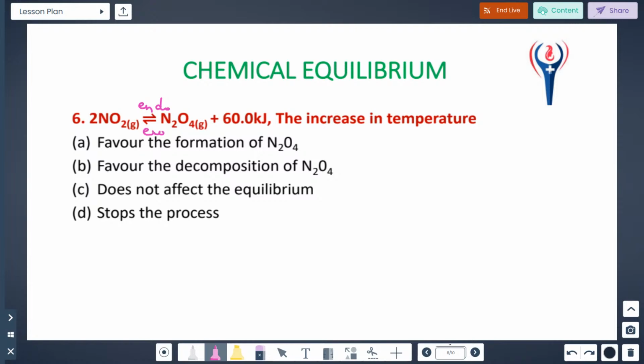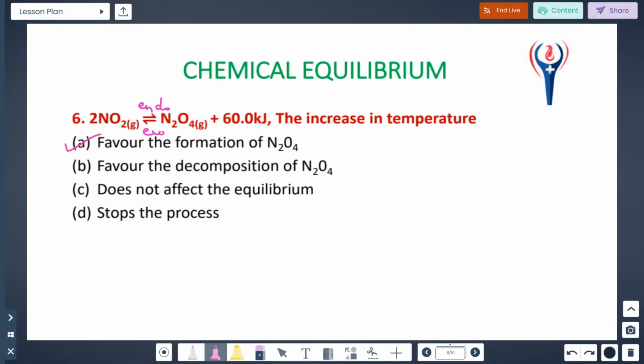But again, there is an increase in temperature. So if you increase the temperature, what happens, they are asking. If you give some temperature to this system, what happens? Of the two, only the endothermic direction takes the temperature. So if the endothermic reaction takes place, the reaction proceeds towards the forward direction. So it favors the formation of what? N2O4. This is the answer.